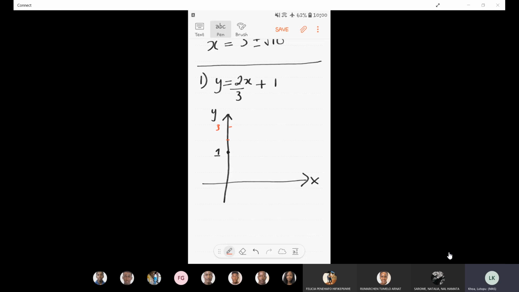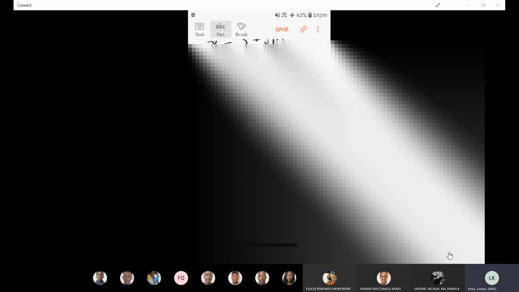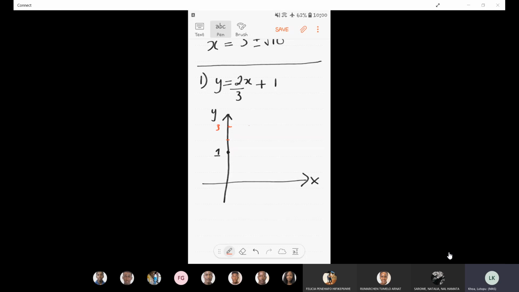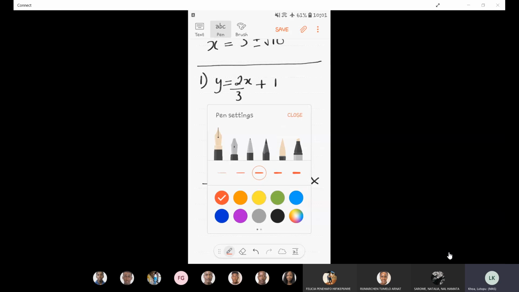And then in the x, the change in x is 3. That's positive. That means I must move 3 units in the positive direction. So I'm here, then I go 1, 2, 3. This number will be 3 over there. So this is the point that I have there. And what I do is I take my ruler and then I just connect the 2 points.